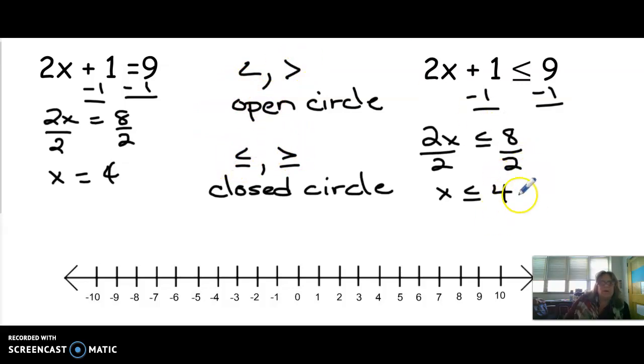So when we go to solve this one, we would find positive 4. There is a line underneath it, so we would close in the circle, we would fill it in. X is less than; always read your variable first and you know which direction to point. Less than points to the left.